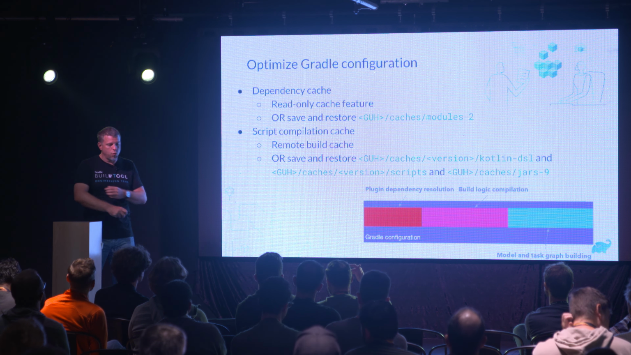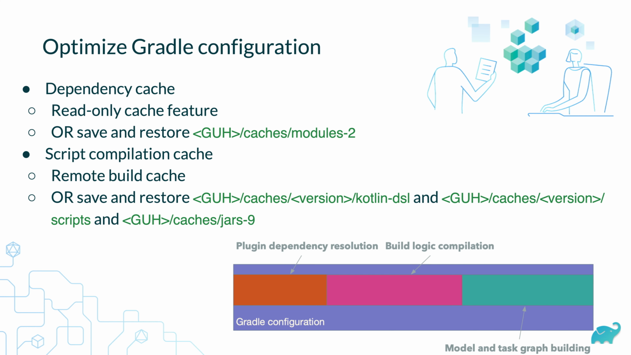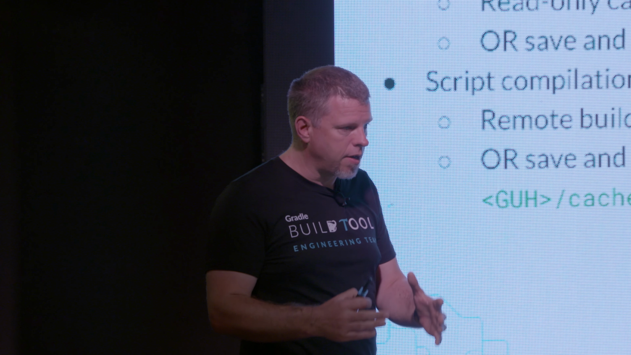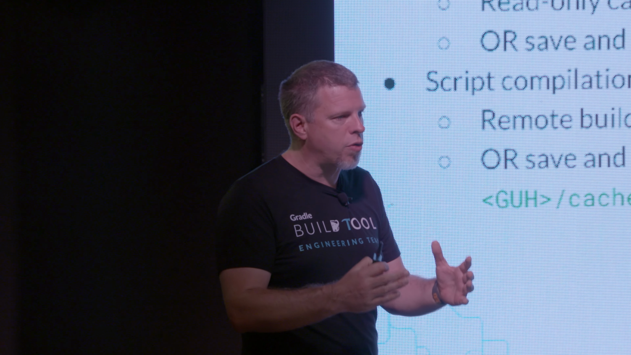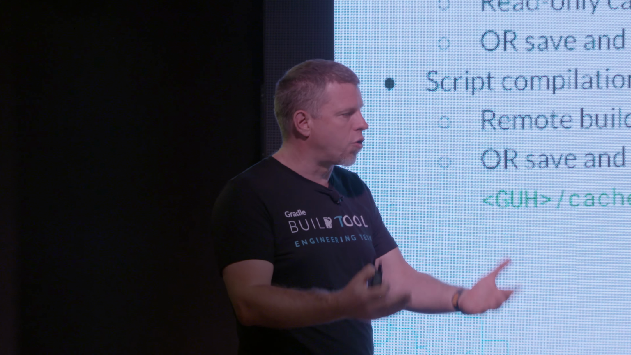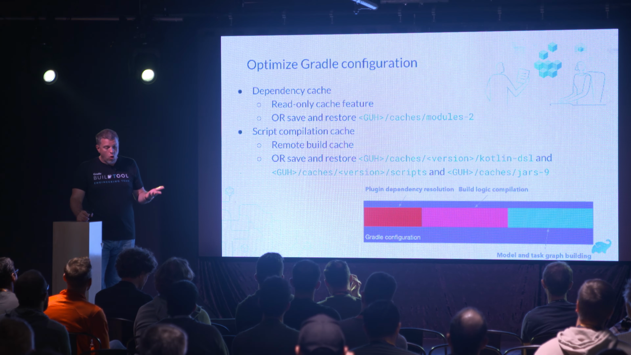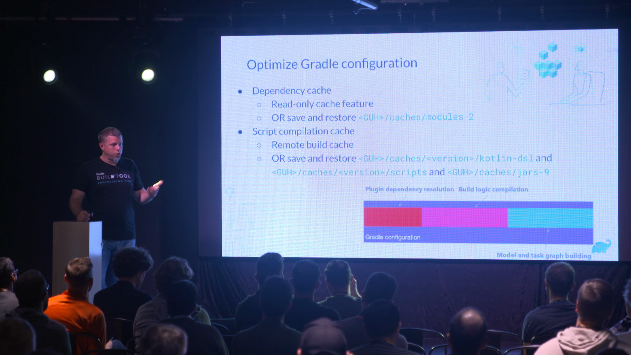So the first one is we can do something about the dependency cache, because the first thing we needed was to potentially download these plugin dependencies and build logic dependencies. Gradle comes with a read-only cache feature, which, for example, can be used to share a single dependency cache as a read-only volume in multiple Docker containers, because otherwise the cache itself is really made to be used by a single, it can be used by a number of Gradle daemons, but they need to be able to coordinate around its access. Or you save and restore caches modules too.